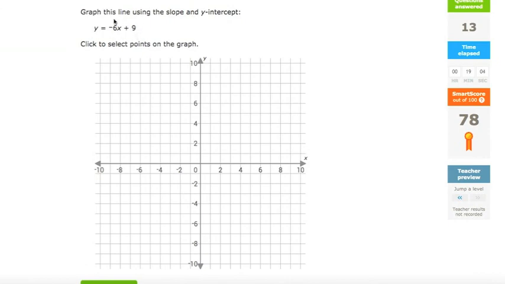I'm going to graph this one right here. I start by graphing the y-intercept, which is +9. Here's my y-axis right here. I go up to +9. Then I need to use my slope. My slope is usually written as a fraction. How do I write -6 as a fraction? That's -6 over 1. That means I'm going to go down 6. 1, 2, 3, 4, 5, 6 over 1.